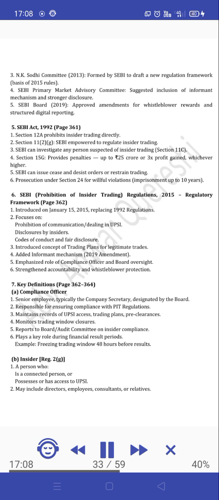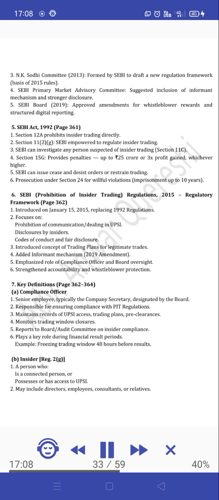6. SEBI Prohibition of Insider Trading Regulations, 2015. Regulatory Framework, page 362. 1. Introduced on January 15, 2015, replacing the 1992 regulations. 2. Focuses on prohibition of communication and dealing in UPSI, disclosures by insiders, codes of conduct and fair disclosure. 3. Introduced the concept of trading plans for legitimate trades. 4. Added informant mechanism, 2019 amendment. 5. Emphasized the role of the compliance officer and board oversight. 6. Strengthened accountability and whistleblower protection.